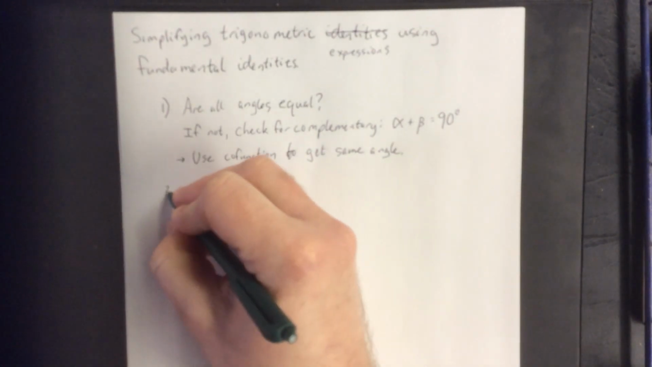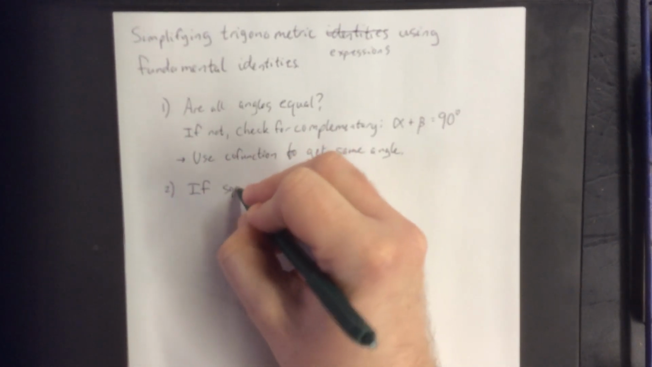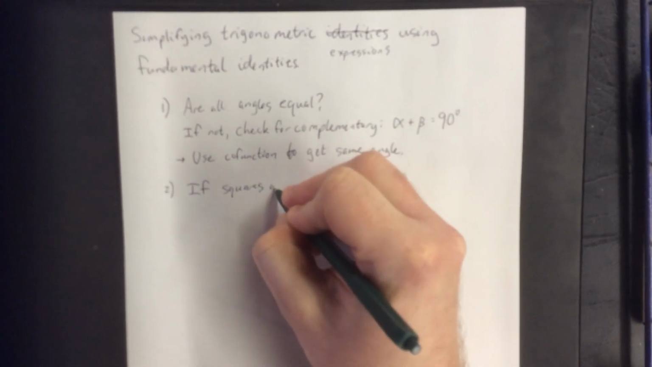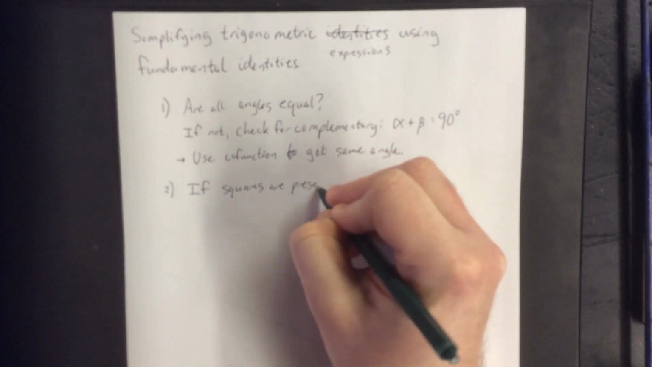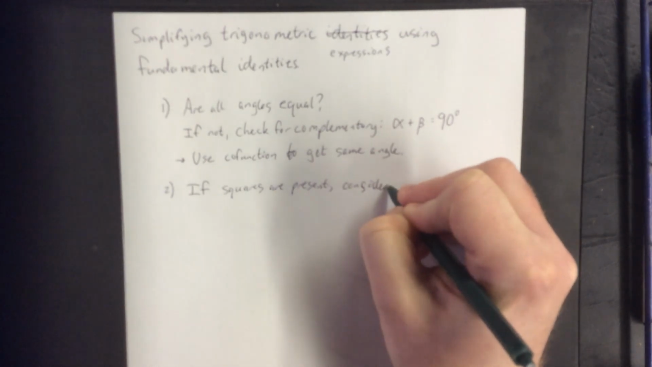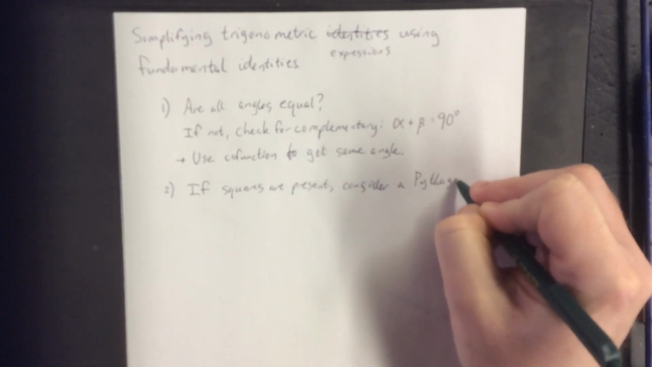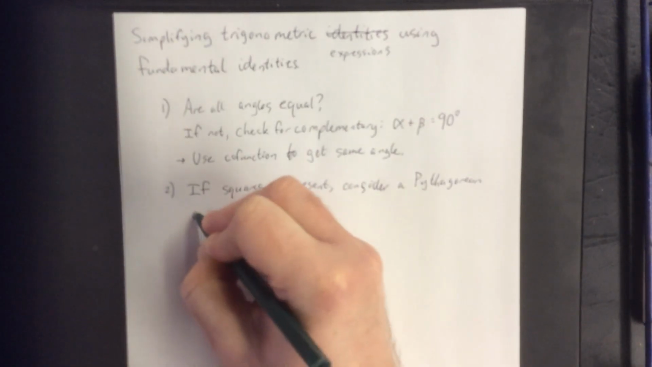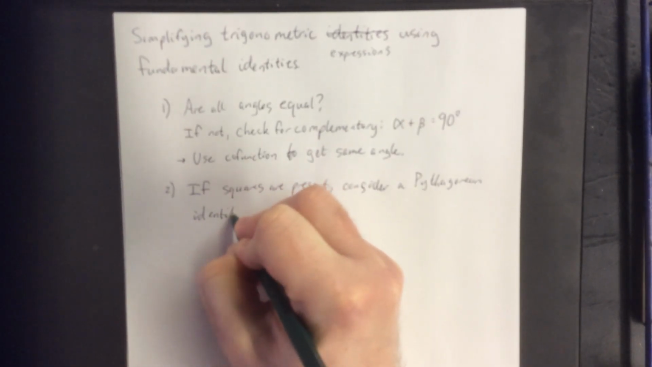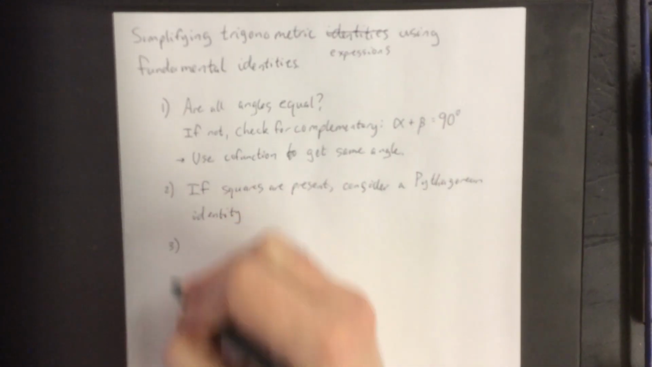Now, once you do that, check to see if there are squares of trigonometric functions. So if squares are present, then consider a Pythagorean identity. Now, the only time that Pythagorean identities work is when you have squares of trig functions. So if you don't see them, go ahead and move on to the next step.